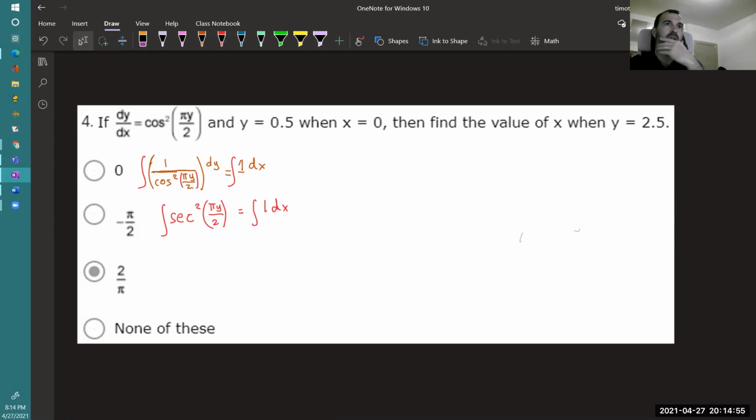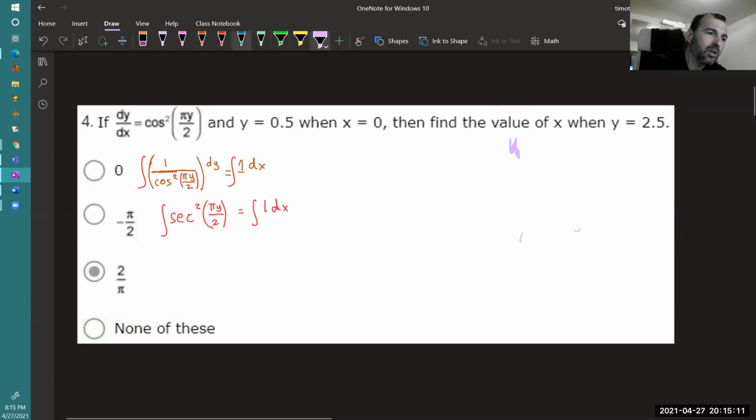All right. So now, how do I integrate secant squared of pi y over 2? All right. I'm going to make a u substitution. I'm going to say u.